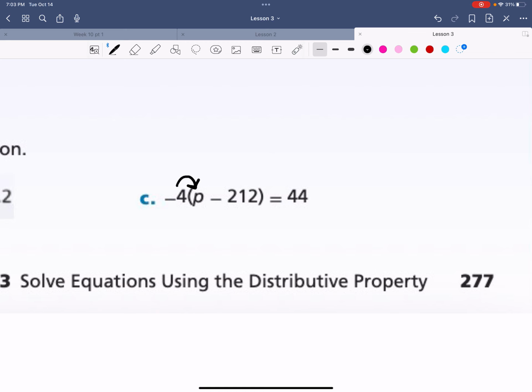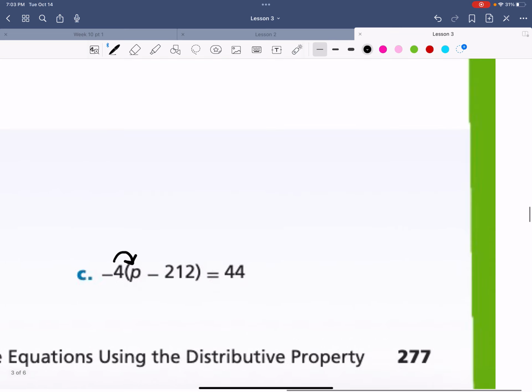-4 times P is -4P. -4 times -212. A negative and a negative make a positive, so I'm adding, and that is 848. And I do not distribute to the 44 because that's outside my parentheses, so I'll keep it the same.